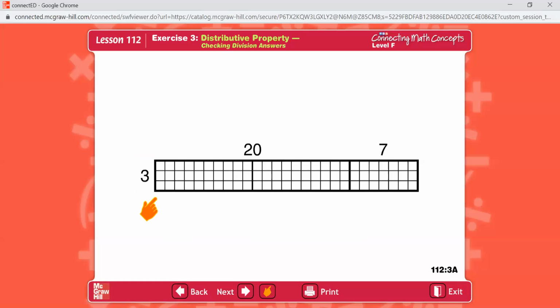So figure out the squares in a row and write the answer for the division problem. The answer, 81 divided by 3, is 27, because there's 27 in each of these rows, 27 squares in each of these. All right.